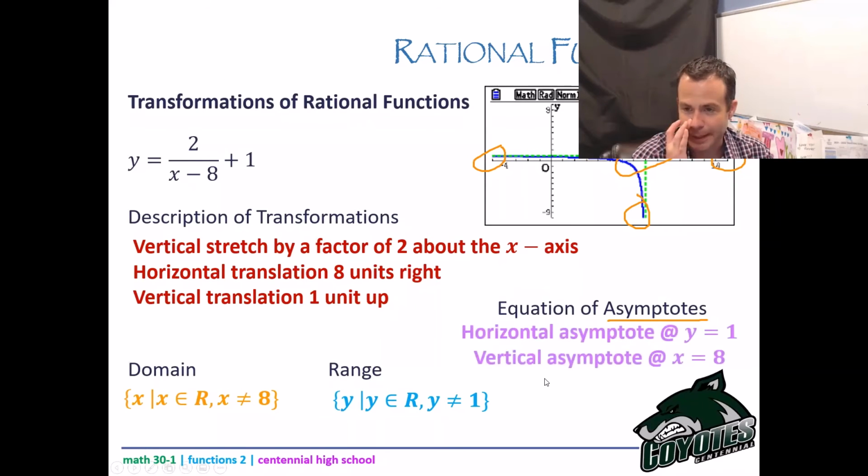I've got to get my mouse back. Horizontal asymptote at y equals 1 and a vertical asymptote at x equals 8. Okay, horizontal asymptote at y equals 1 and a vertical asymptote at x equals 8. Okay, cool. Moving right along here.